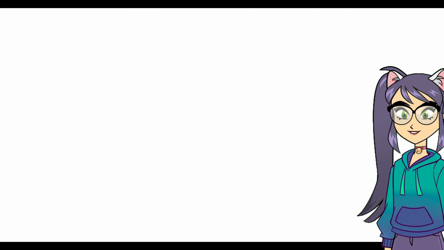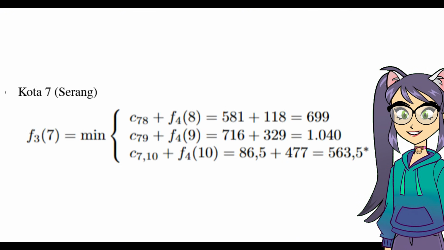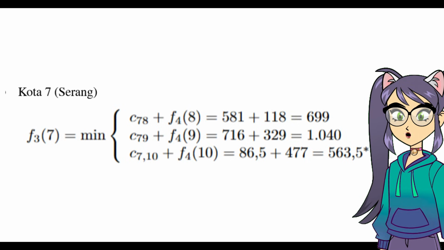Finally, for City 7, Serang, if the road goes through Mentok, the total distance is 699 km. If it goes through Pangkal Pinang, the total distance is 1040 km. However, if it goes through Jakarta, the total distance becomes 563.5 km. This means 563.5 km is the smallest value. The optimal route from Serang to Belitung is through Jakarta.